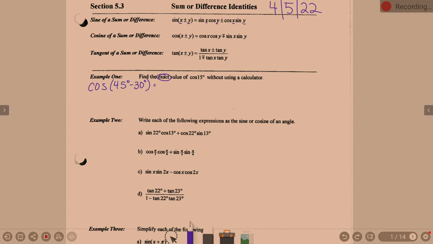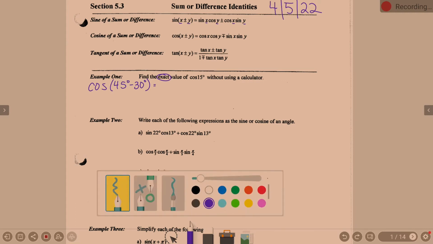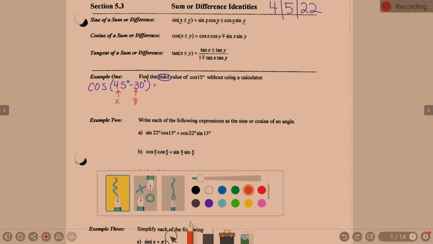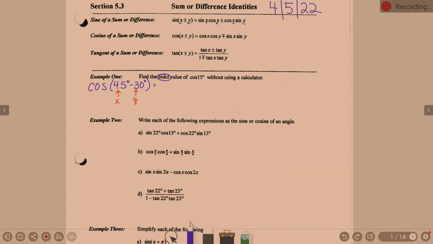Now, the idea is we have something that looks like our cosine of a sum or a difference, in that 45 degrees is going to be in the x position, and 30 degrees is going to be in the y position. So as we fill in our formula, every place we see x in our formula, we're going to replace it with 45. Every place I see y in my formula, I'm going to replace it with 30. So let's go ahead and write it out.